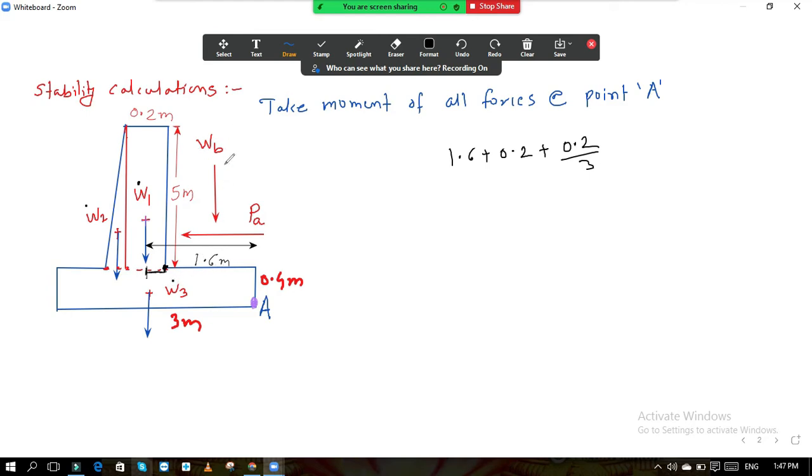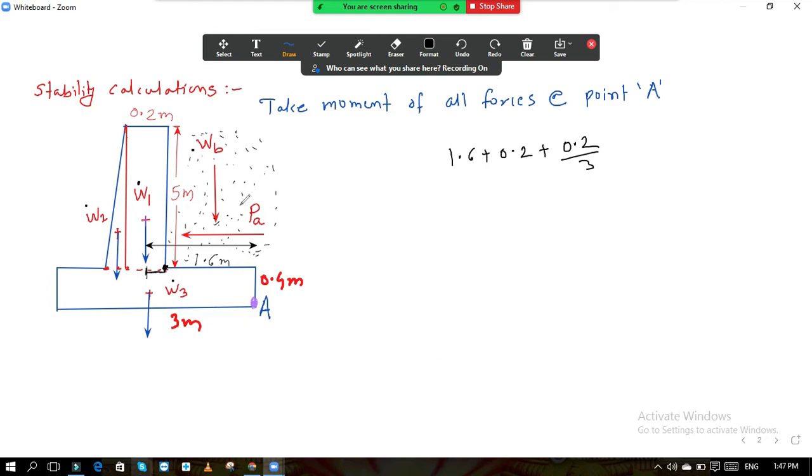Now take WB. What is WB? Here, whatever soil particles are there, the soil is present everywhere like this. Soil presence is there. So that weight of soil will also cause some movement about point A.